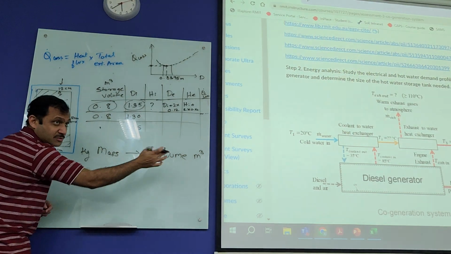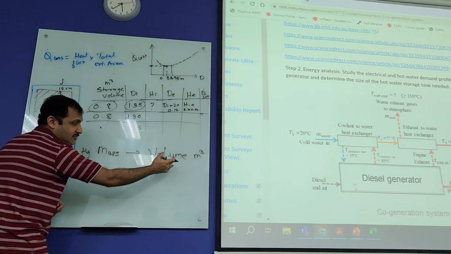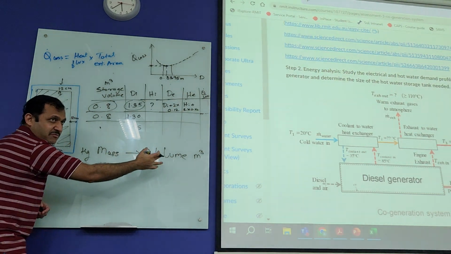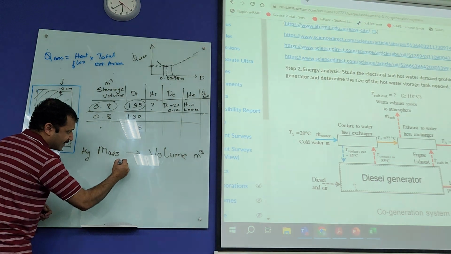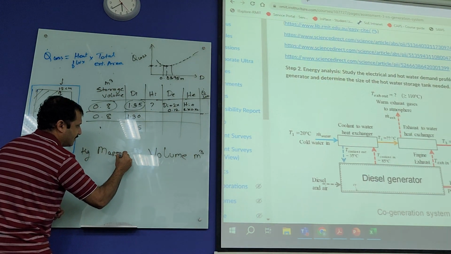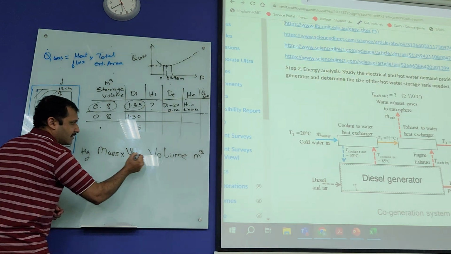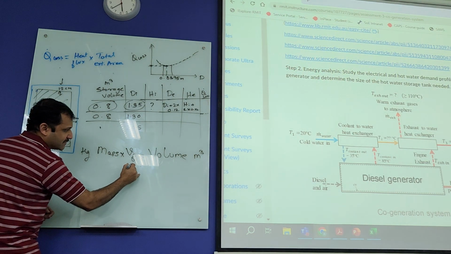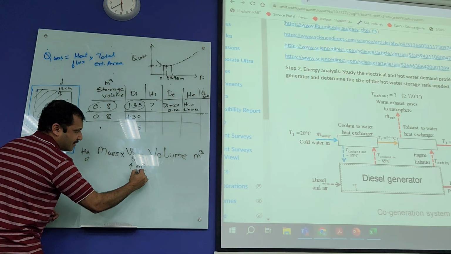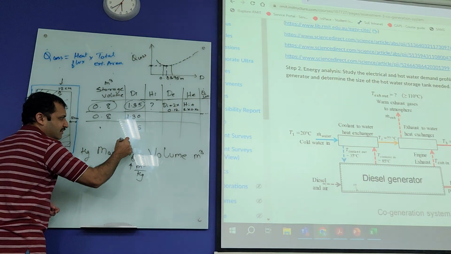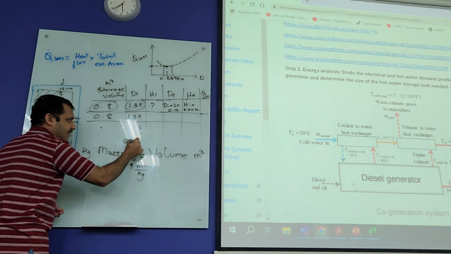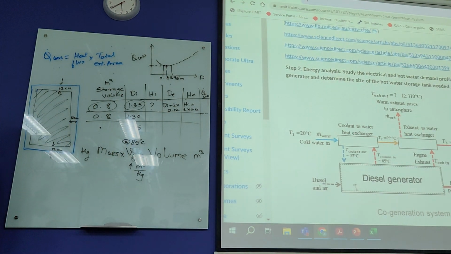You want to convert mass to volume, right? So what do you need to do? You have to use density or specific volume. So mass times specific volume will give you volume. What's the unit of specific volume? And that will be at 85 degrees Celsius. Clear?